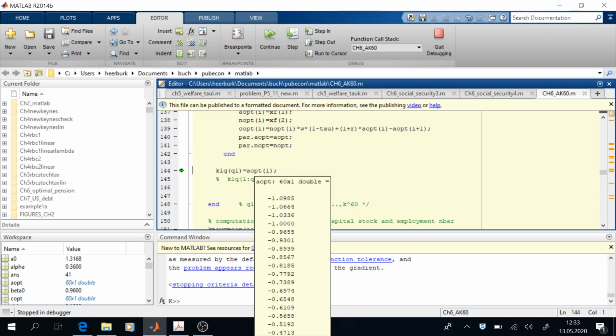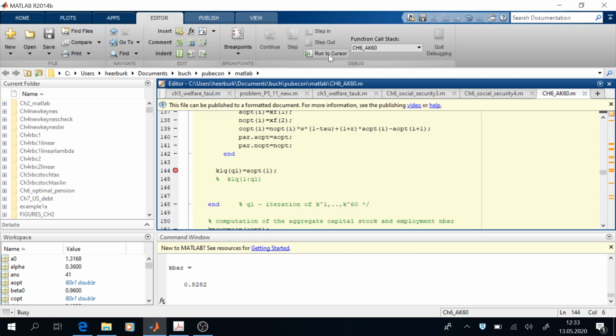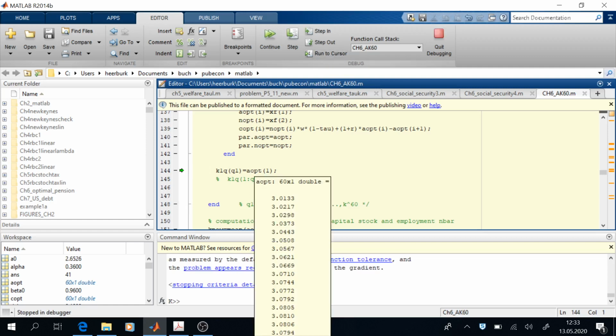So we want to find the 0, that the first entry in this vector A-opt is equal to 0. We store this solution, and let's run here again. So place the cursor on 144, run to this cursor, and look at our solution that is found with the new guess equal to 0.2 for the wealth level at age 60. In this case, we have found an initial wealth level A1 equal to 3.0133.